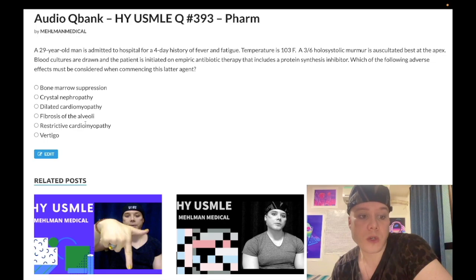Choice E, restrictive cardiomyopathy, wrong answer. Just a general distractor here, okay? There's no specific drug you need to know that causes restrictive cardiomyopathy for USMLE. Trastuzumab is cardiotoxic, not specifically restrictive. As I said, adriamycin, doxorubicin is dilated cardiomyopathy. And then our correct answer is vertigo.